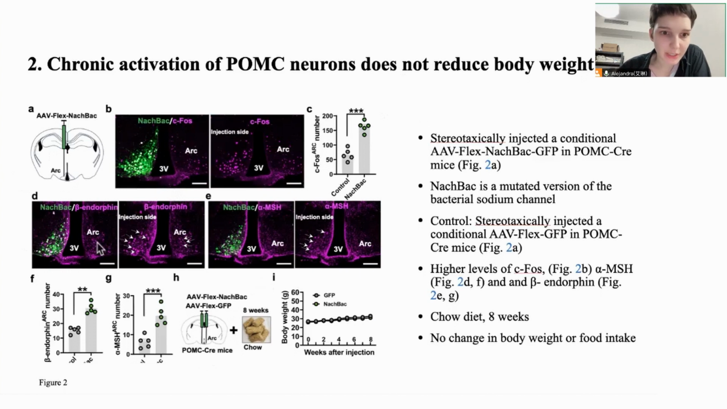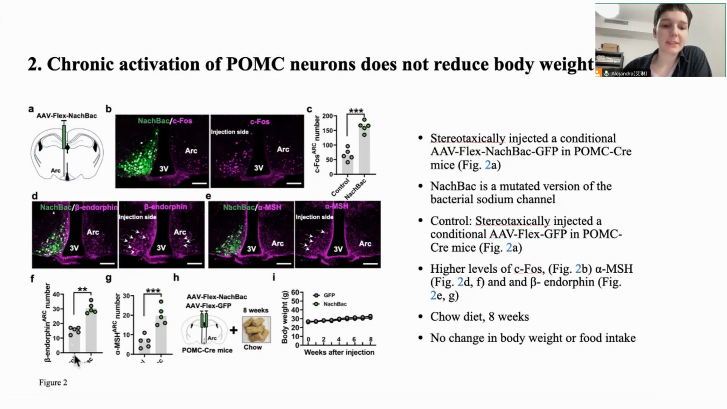which is figure 2D in F in here, because expression increased levels of alpha MSH and also of beta endorphin.